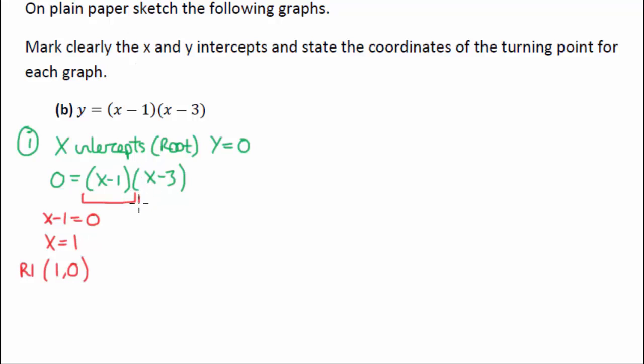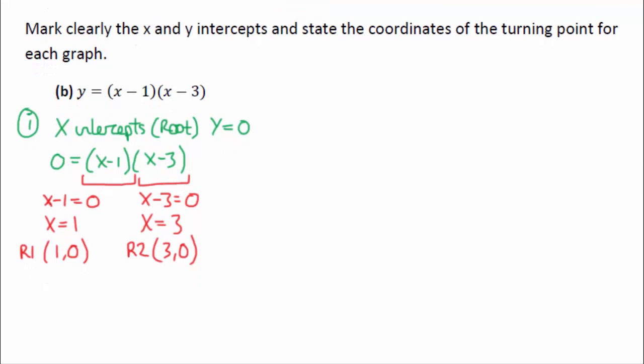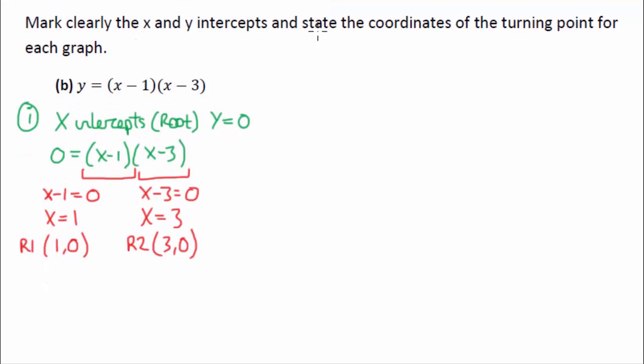If we then have a wee look at root 2, so this is x minus 3 equals 0, and add 3 to both sides, so we've got the second root at x equals 3. So now we can say root 2 is at (3, 0). Okay, now I'm not going to start sketching the graph out until we actually work out the y-intercept. Okay, so we've got that one, right? We've got where the roots are.